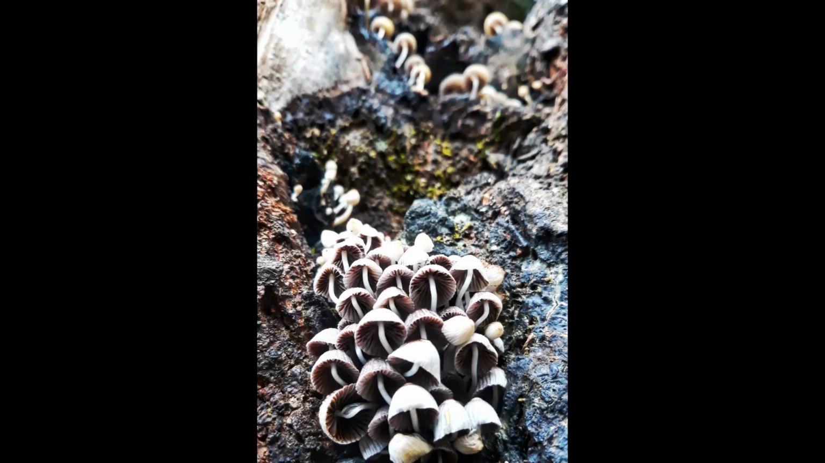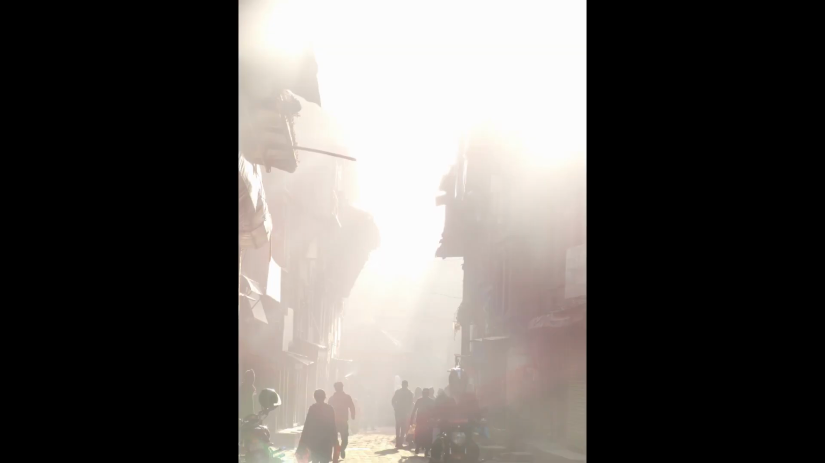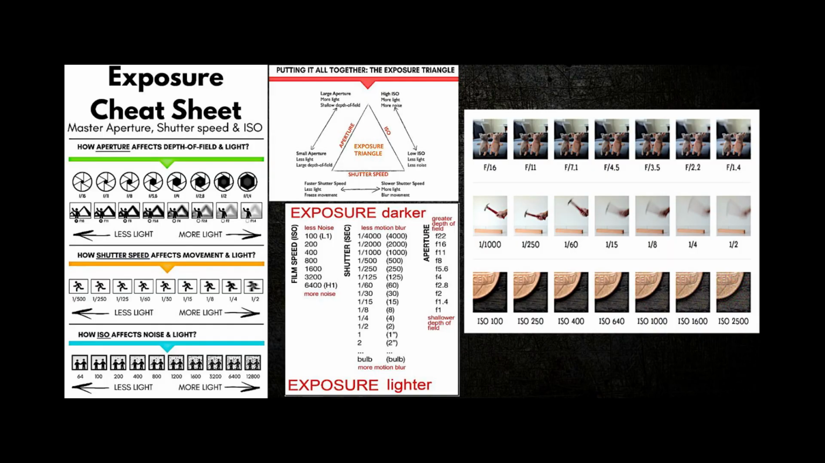10. Macro abstract. A macro shot of a textured surface like a leaf or bark, using a very wide aperture, e.g. f8.2, to create an abstract and painterly effect with the blurred colors and shapes in the background. These photos demonstrate the artistry and storytelling potential of using different aperture settings, allowing photographers to control depth of field and create unique and captivating images.